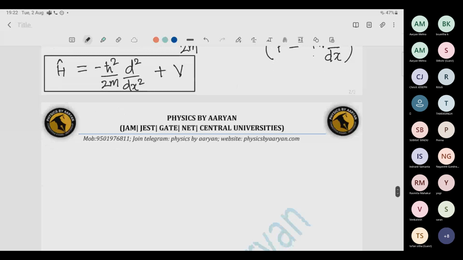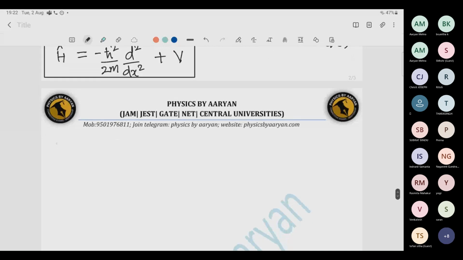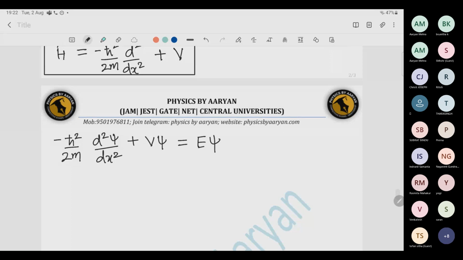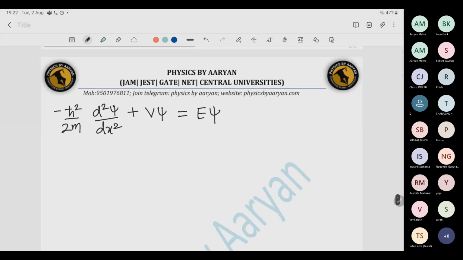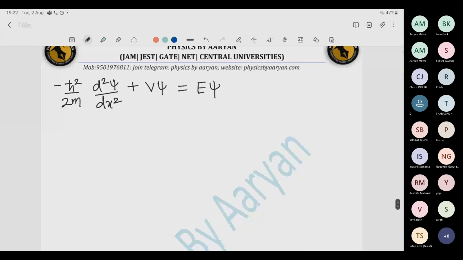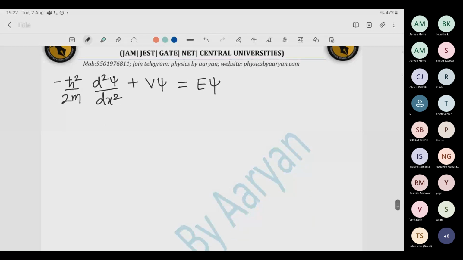Now coming forward, what will be our Schrödinger equation then? It will be minus h-bar squared by 2m d squared phi by dx squared plus V phi equals E phi. Now the mathematics is okay, but here I want to stop and tell you what we are actually doing. It is the right point to see this. What is phi here? It's very important. And what is E here? So let's say you have a potential well, you have the particle inside it.